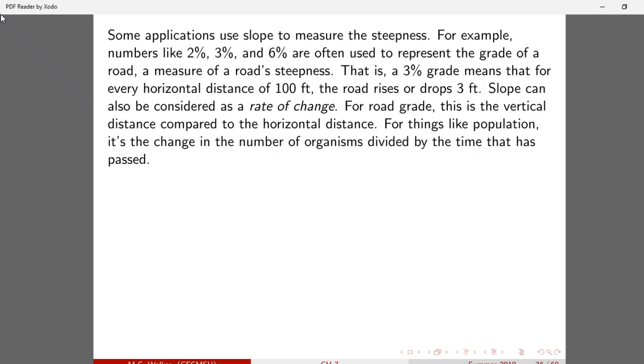Slope can also be considered as a rate of change. For the roads, this is the vertical distance compared to the horizontal distance. The change in one compared to the change in another. For something like a population, it's the change in the number of organisms divided by the time that has passed. And this comes up quite a bit in the word problems.